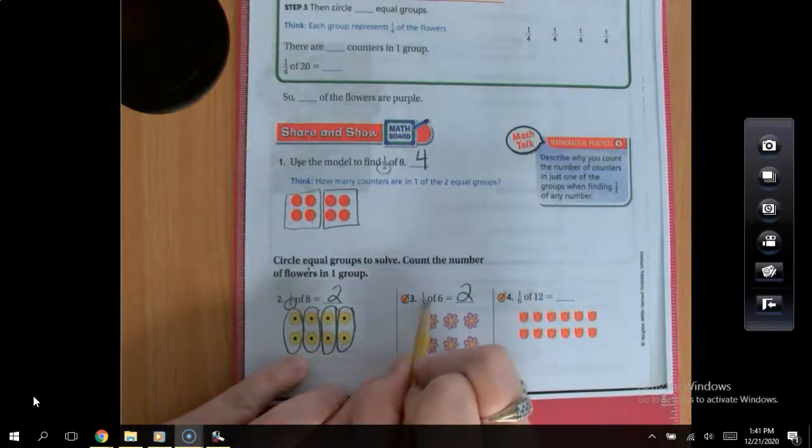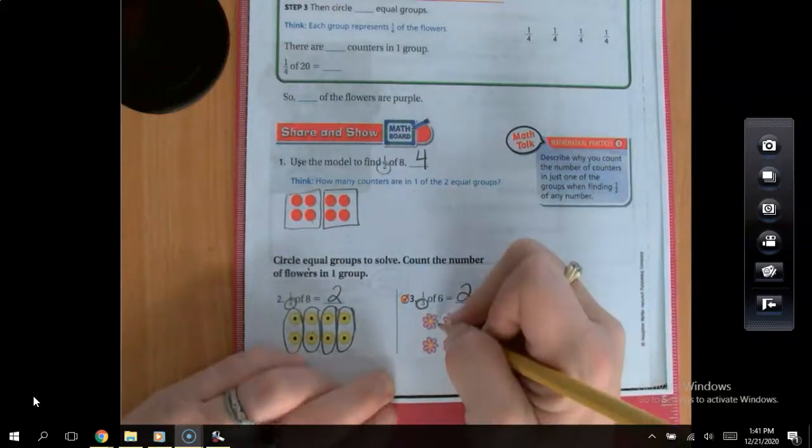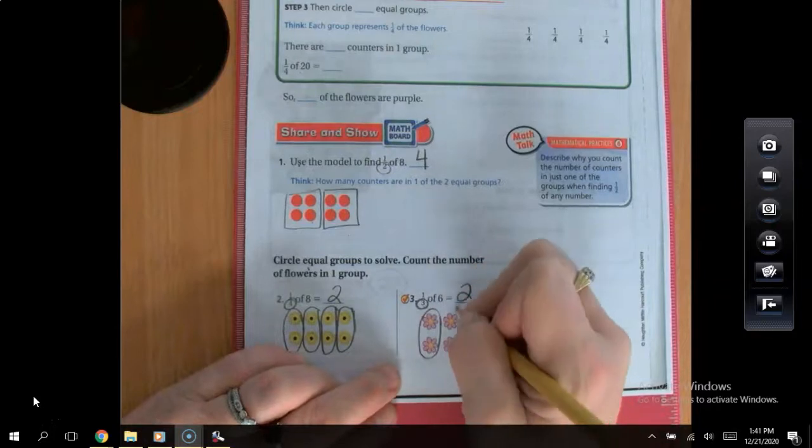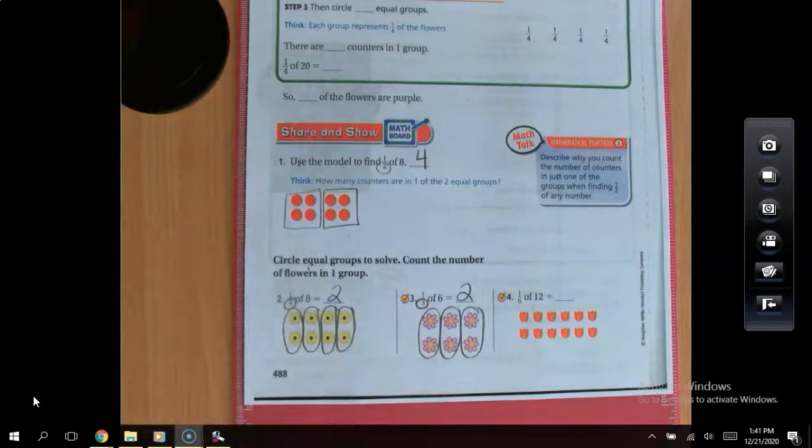I need to have 3 equal groups. My denominator is how many groups I'm going to have. 1, 2, 3. How many do I have in each group? 2. Very good.